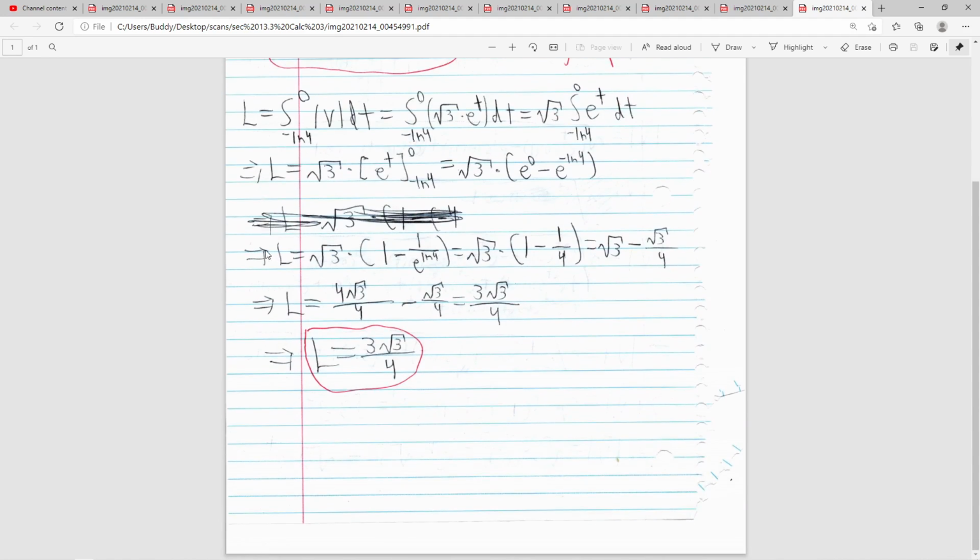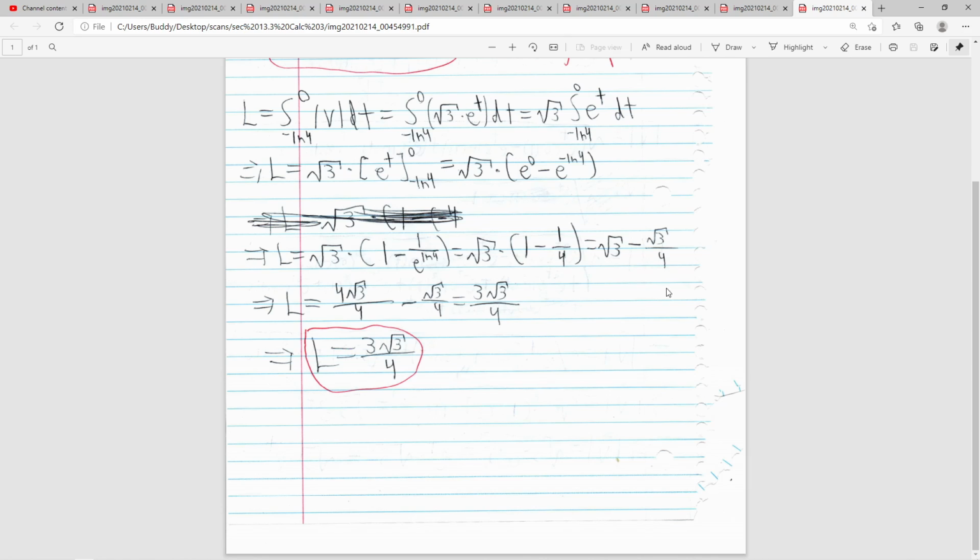Then the length: L equals the integral between 0 and negative ln 4. It's basically square root of 3 e to the t, same integral as before, so it's just e to the t. So e to the 0 minus e to the negative ln 4, times square root of 3. Keep that square root of 3 out till the end. E to the 0 is 1. You can write it this way: minus 1 divided by e to the ln 4 power. And that's 1 minus 1 over 4, because e to the ln 4 is 4.